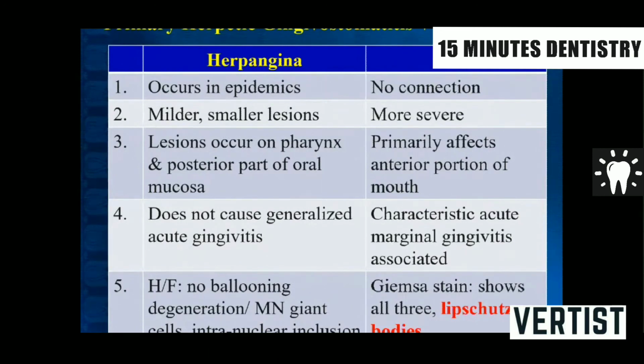Herpangina occurs in epidemics. Milder, smaller lesions are there. Lesions occur characteristically on the pharynx and the posterior part of the oral mucosa, whereas HSV affects the anterior portion of the mouth. Characteristically, HSV will have acute marginal gingivitis, which will be absent in herpangina. And histopathologically, HSV will show ballooning degeneration, multinucleated giant cells, and intranuclear inclusions known as Lipschütz bodies, which are not there in herpangina. So remember this table, it is very common.